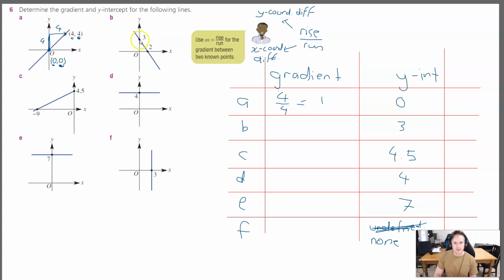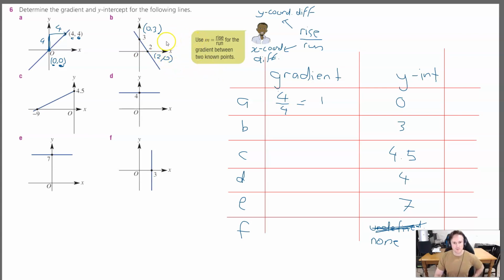So this one, it's just got 3. Now that 3 is the y-intercept value. But if we were to write a coordinate for that, it would actually be 0, 3. And then over here, it says 2, but that's just the x-axis. So the x coordinate. So the proper coordinates here would be 2 and 0.